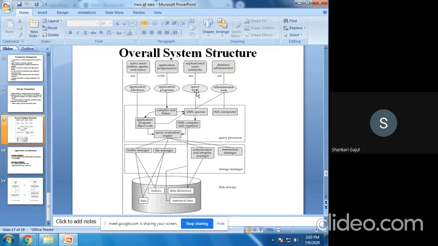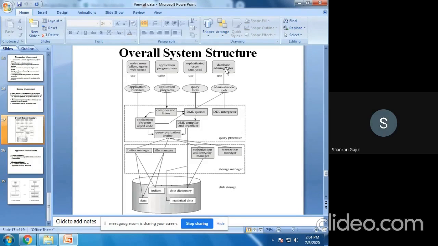How many query tools are there? What do we mean by query? That we will discuss next. So simply, the sophisticated user is one kind of user who interacts indirectly with the system by using database query languages or database query statements. By using those query languages, they can communicate with the data storage.